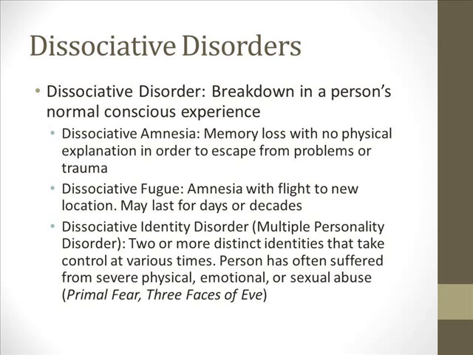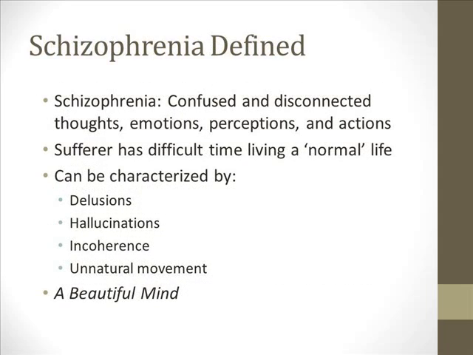This is usually in a person who suffered from some sort of a severe physical, emotional, or sexual abuse that is leading to this. And there's a couple of real good examples. A fairly recent movie from maybe 10 years ago or so called Primal Fear with Edward Norton and Richard Gere is a real good movie for this. And then an old movie back from the 50s called The Three Faces of Eve is kind of the classic. So either of those two movies would give you a good image of what a dissociative identity disorder or multiple personality disorder looks like. Okay, the next main type of mental illness is called schizophrenia.